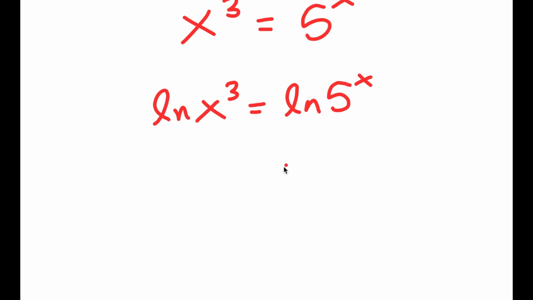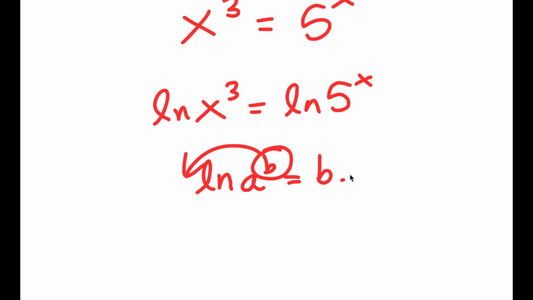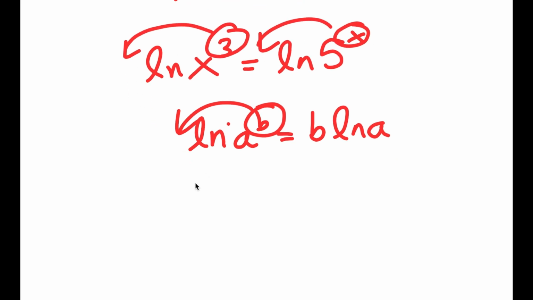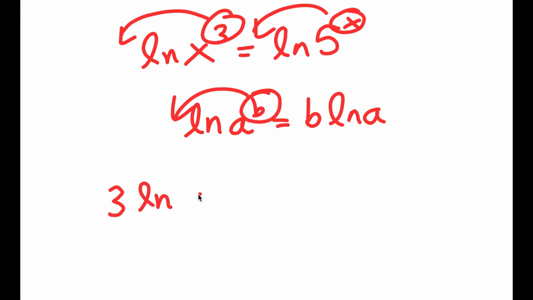Now from here, if I have something in the form ln of a to the power of b, I can move b to the front. So this turns into b times ln a. So in this case, I can move 3 to the front over here and x to the front over here. So now I have 3 times ln of x is equal to x times ln of phi.